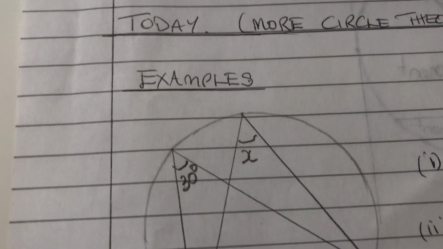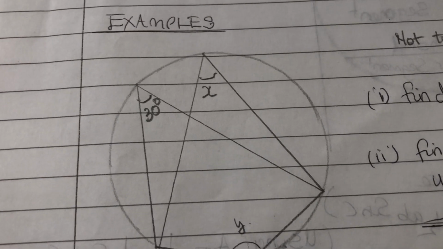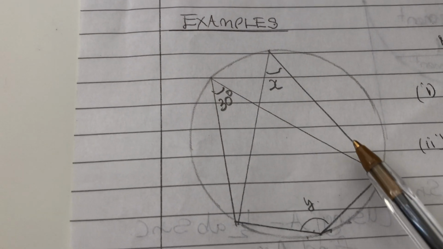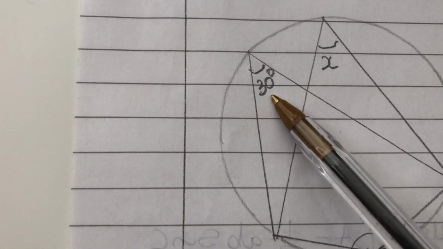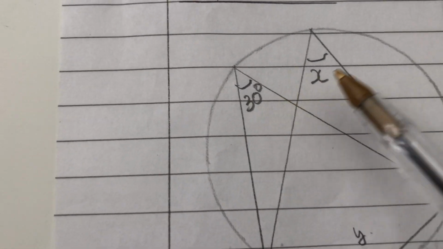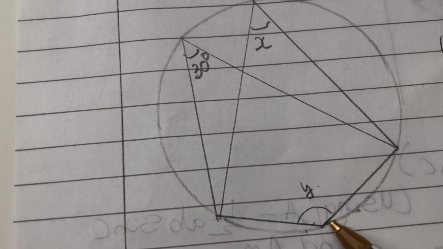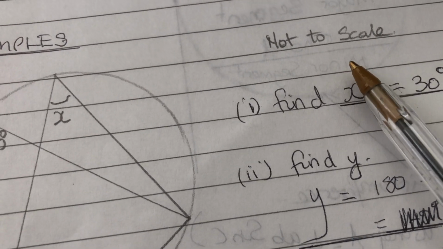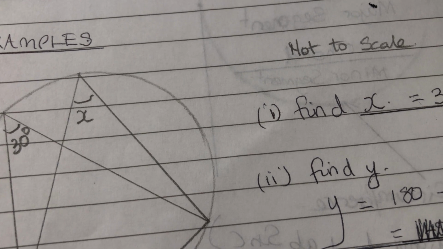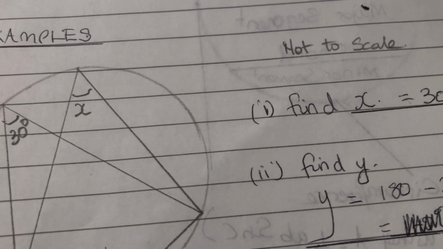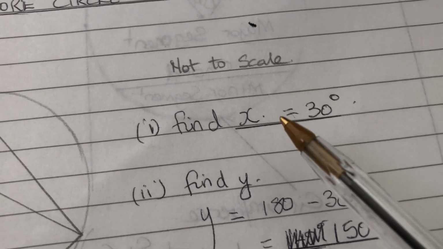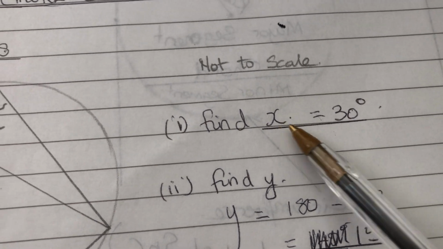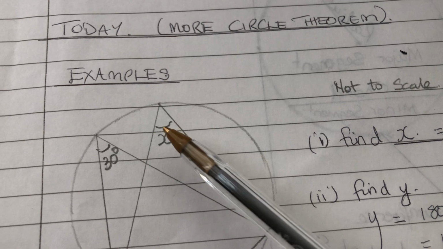Today we'll do more circle theorems. The first example I have for you is this diagram here. That is 30 degrees, that is x, and that is y. Now your question is, it's not to scale. All my diagrams so far are not to scale. If it's to scale, I'll tell you. Find x. So that is x here.